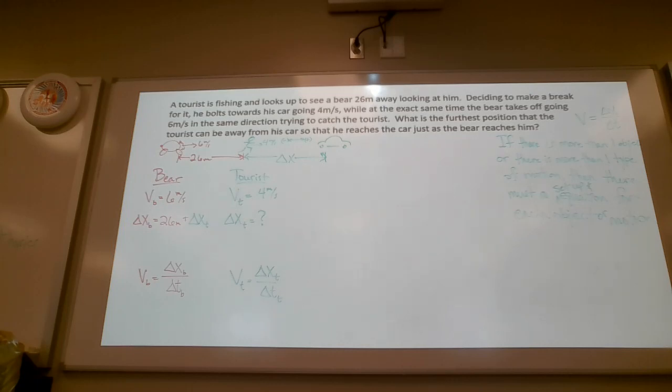Okay. So here's my question. Who is running for a longer period of time? The bear or the tourist? Or are they running for the same amount of time? What do you think? Talk to your neighbor. Tell them why you think so. They both get to the car, they're going to stop. He's running farther, but he's also running faster. They start and end at the exact same time. The bear just runs fast.